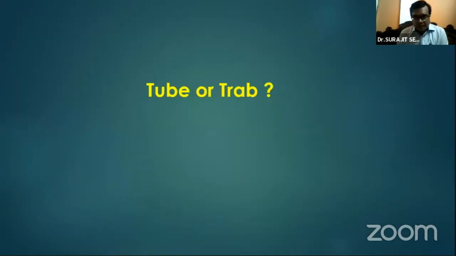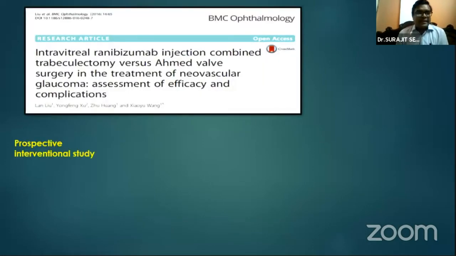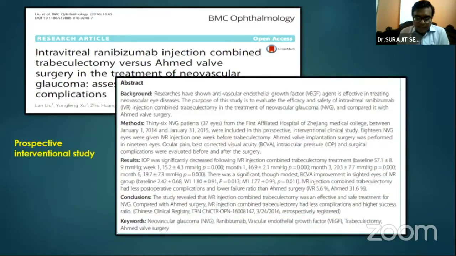So tube or trap, which one is preferable in NVG? In this prospective study, the authors looked into intravitreal ranibizumab injection combined with trabeculectomy versus AGV in the treatment of NVG, and they concluded that intravitreal ranibizumab injection combined with trabeculectomy was an effective and safe treatment. IVR injection combined with trabeculectomy had fewer complications and a higher success ratio.